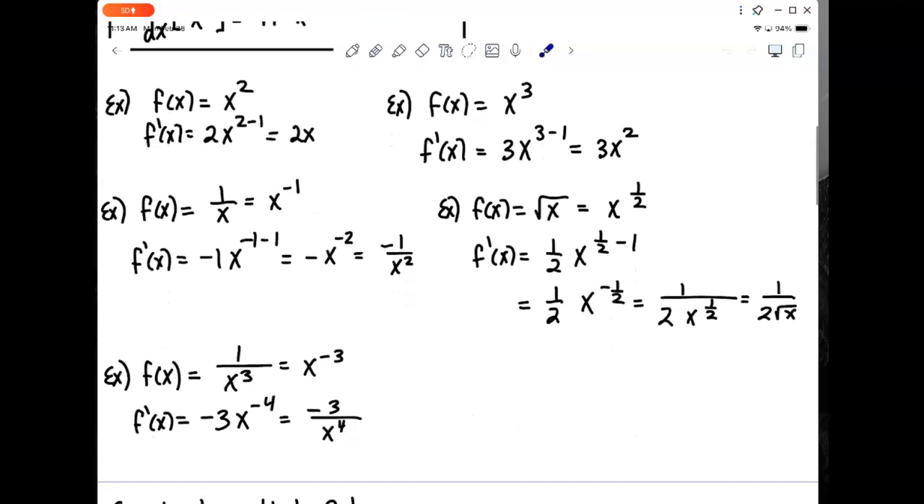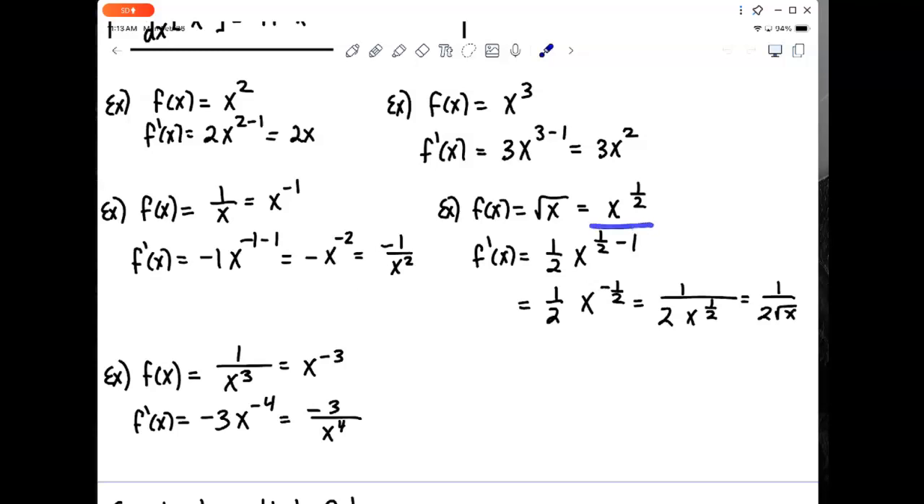And this works whether we're dealing with nice whole number powers like 2 or 3, or whether we're doing negative powers, like our third example here. Right, we bring the minus 1 out front, decrease it by 1, gives us an x to the negative second, which we clean up, and we get negative 1 over x squared.